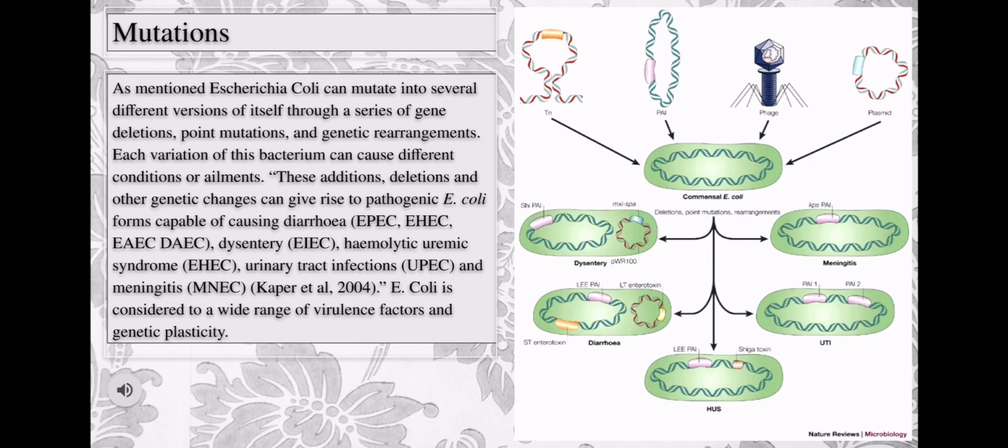E. coli is considered to have a wide range of virulence factors and genetic plasticity. It has been confirmed that there are at least 20 different strains of E. coli, and some of the virulence factors include adhesions, toxins, iron acquisition factors, lipopolysaccharides, polysaccharide capsules, and invasins. An interesting thing to note is that E. coli is responsible for 75 to 95% of uncomplicated UTIs and 40 to 50% of complicated UTIs.